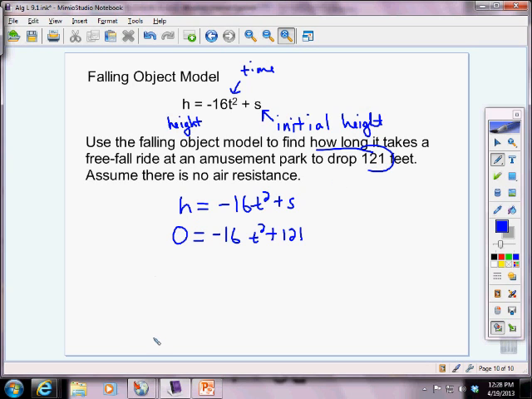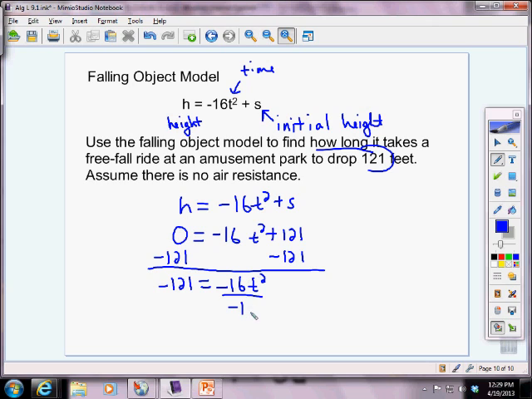0 feet. Okay, so when it hits the ground, or in this case, amusement park, it's not necessarily hitting the ground, but maybe hitting the bottom of the track or something, however you want to think of it. But we want to know how long it takes a free fall ride to drop. So basically, as low as it can go, and we're going to call that 0 feet. Solve this equation. Subtract 121 from each side. We'll end up with a negative 121 equals negative 16t squared.